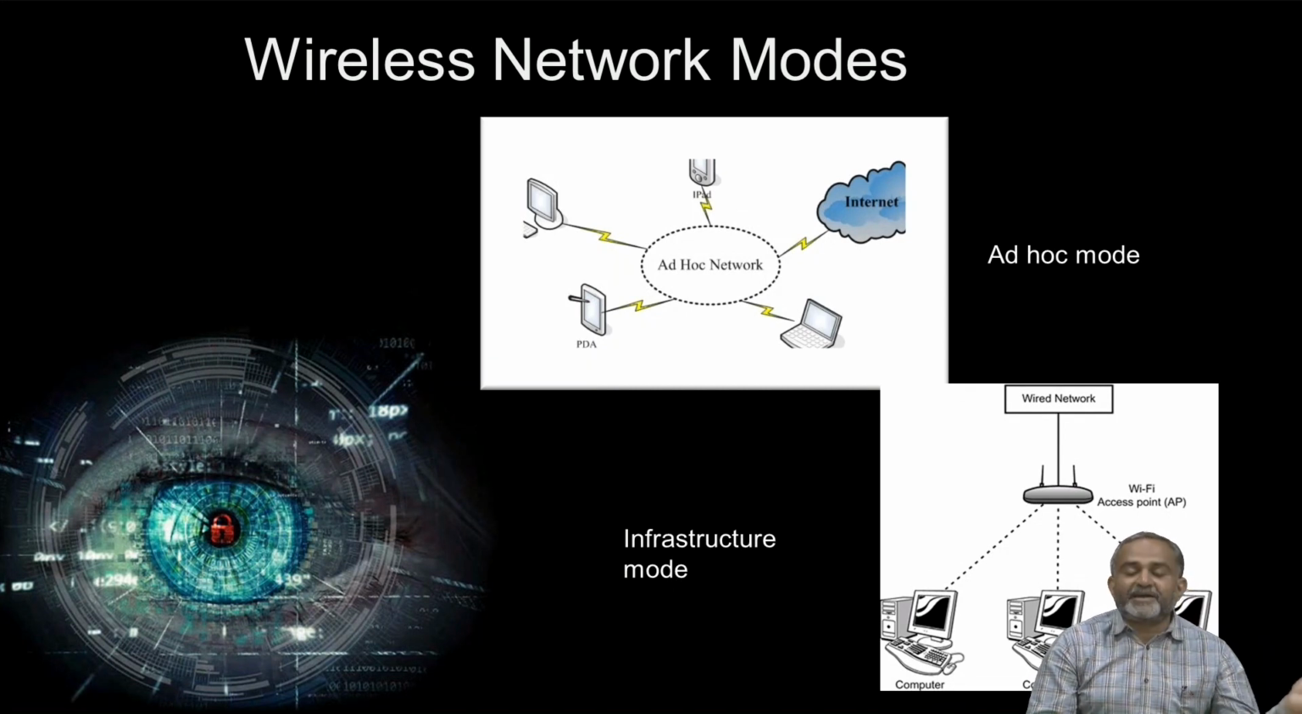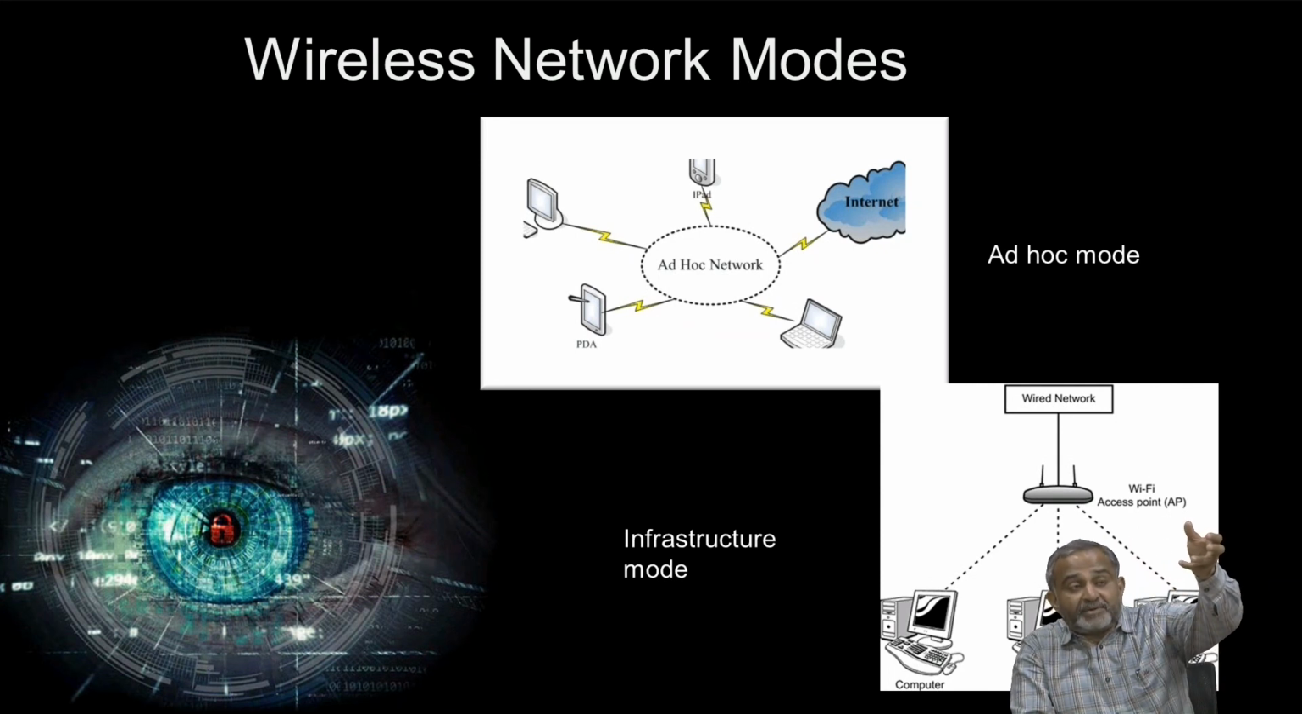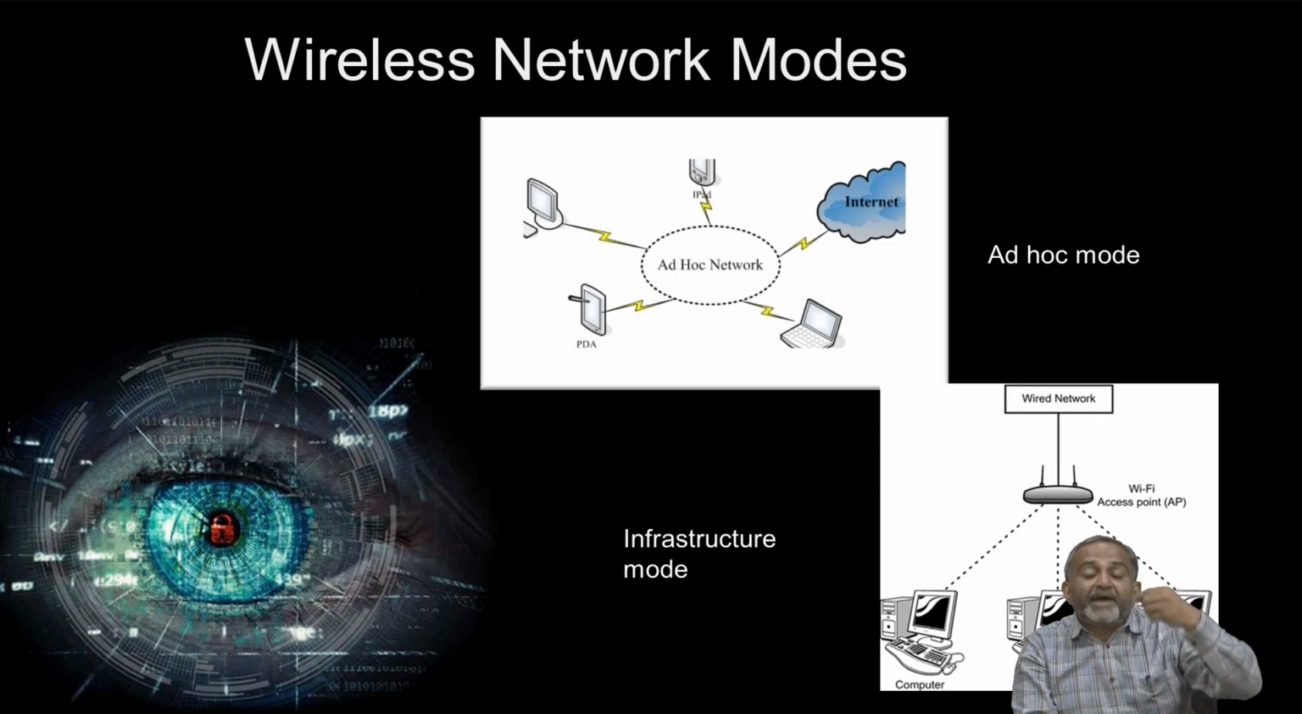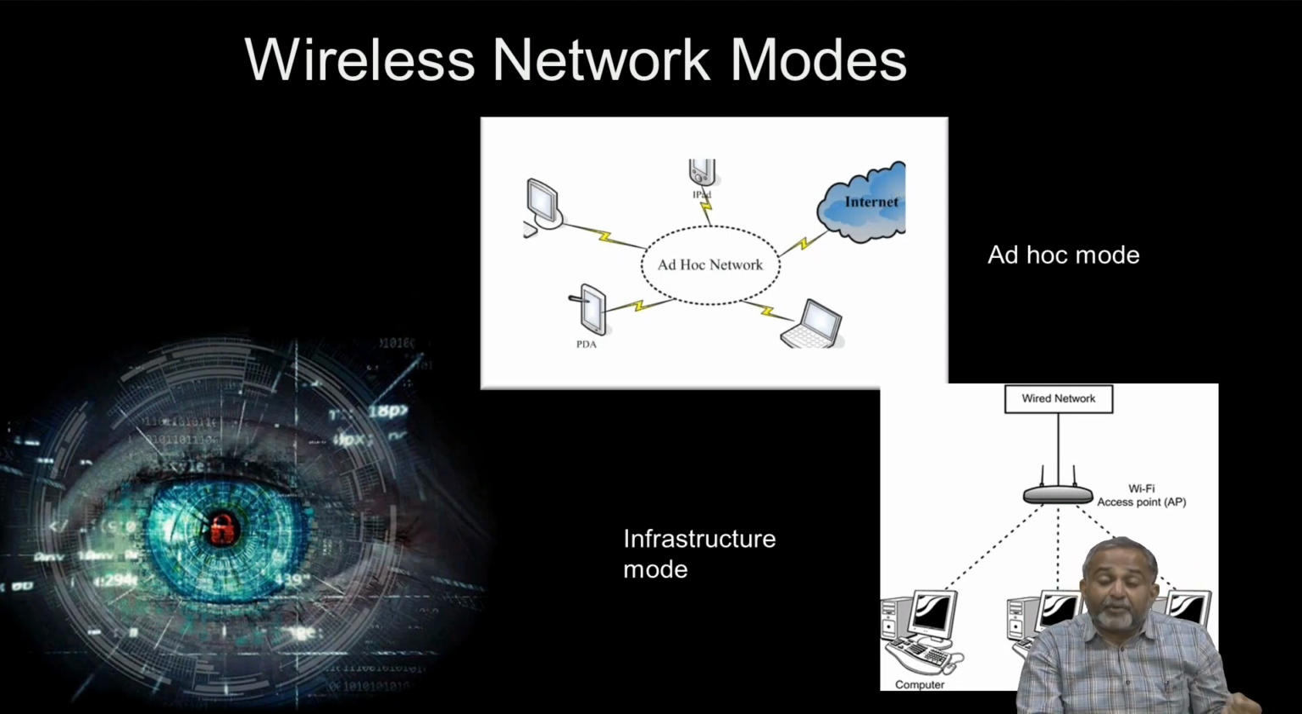But in infrastructure mode, what happens? We need to communicate with a particular station, and from that station we get the network. From that station to our computer, we receive the network with the help of an ethernet cable. So the fixed infrastructure is there, and we need to follow the limitations of the fixed infrastructure, and based on that perimeter we can get the network connectivity. So these are the wireless network modes.